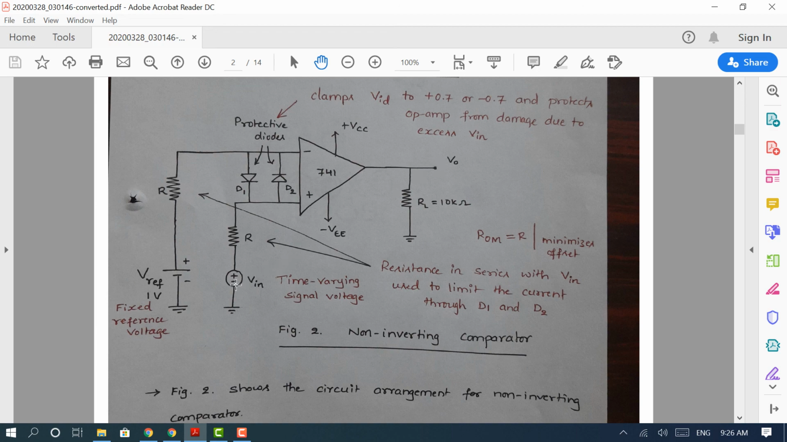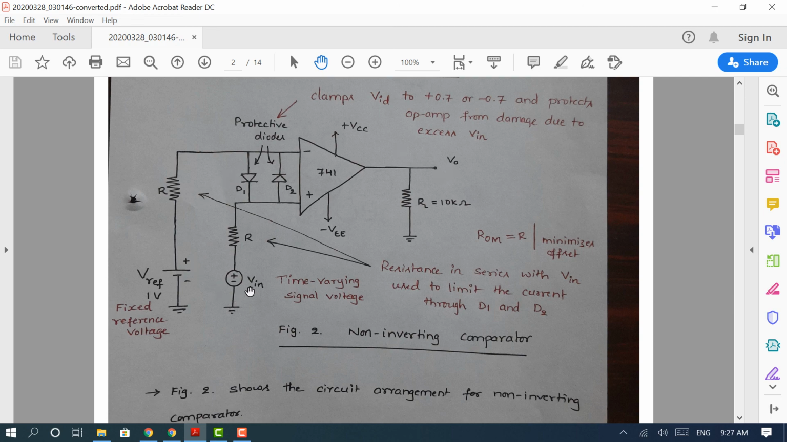So my first step in the analysis: for the first case, the input voltage is lesser than the reference voltage. When the input voltage is lesser, the signal going to the non-inverting terminal becomes less. The reference voltage is larger, which means the signal going to the inverting input terminal is higher. That means the signal going to the non-inverting is less and the signal going to the inverting is higher. That means the output is driven into minus Vsat.